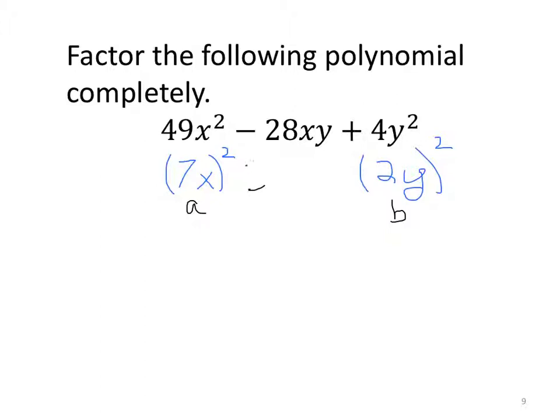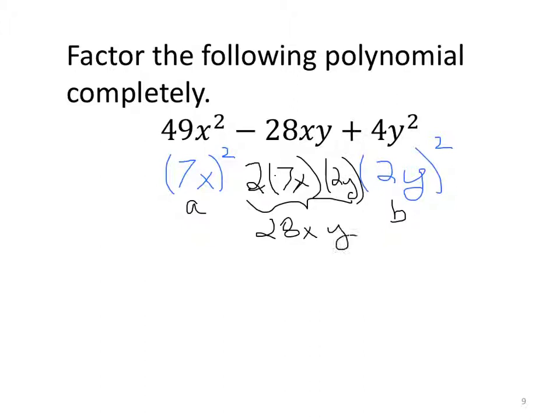So 2 times 7x times 2y should be 28xy. So we have 7 times 2 is 14. That's 14x. 14x times 2y is 28xy. So that means that this is a perfect square trinomial.